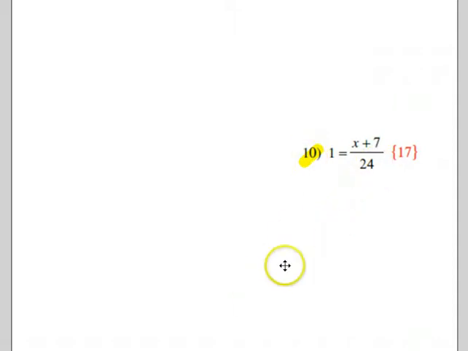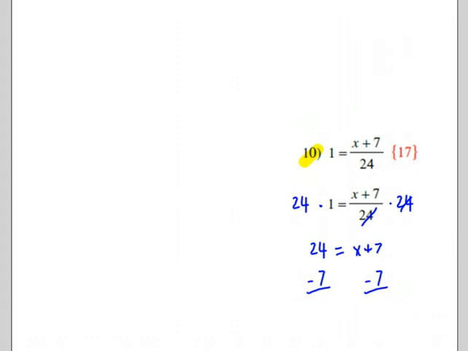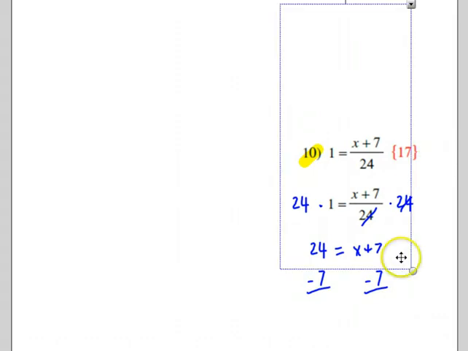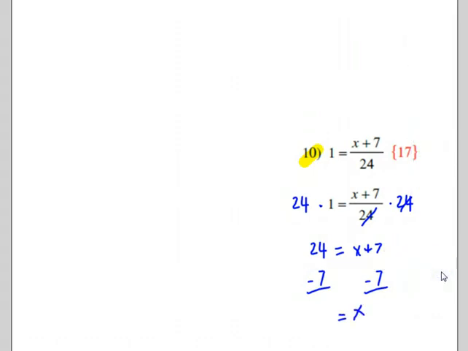I've got to move the 24 first. So I multiply both sides by 24. The ones on the right will cancel. I just have x plus 7 left, and on the left I have 24. Now all I have to do is subtract away that 7, and I'm going to have just x on the right, and on the left, 24 minus 7, that's the answer I gave you, 17.